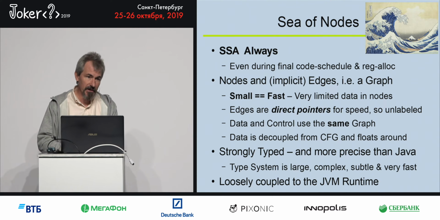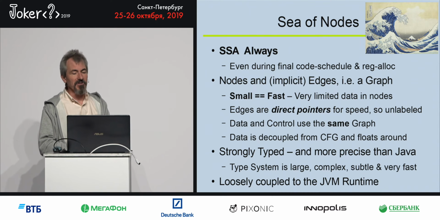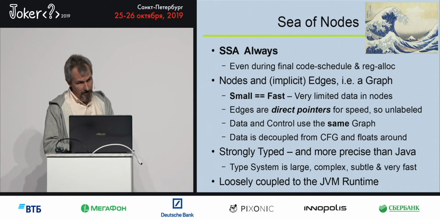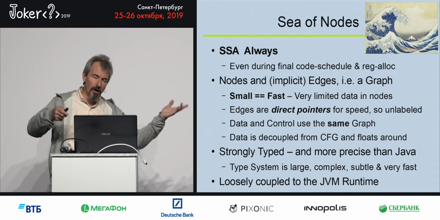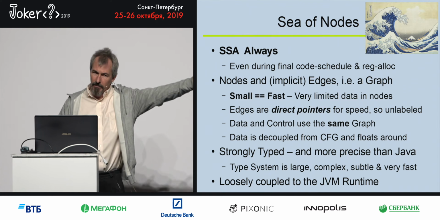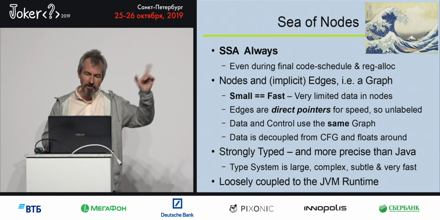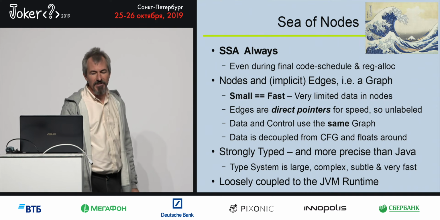The edges are direct pointers. More on those also in a few slides. So that means they're unlabeled. So it's a very simple graph. The nodes have a label, like a plus or a call or a divide, and the edges just point from the use to the def. Data and control are in the same graph.